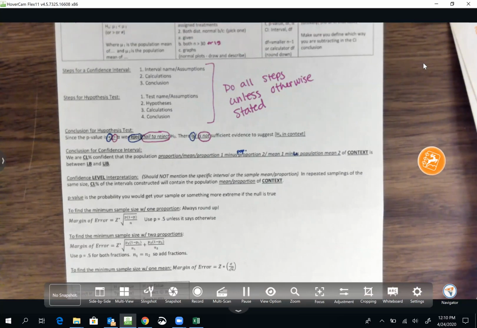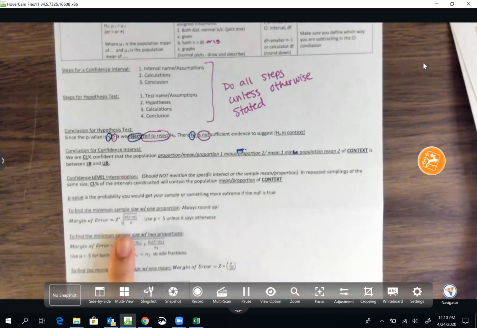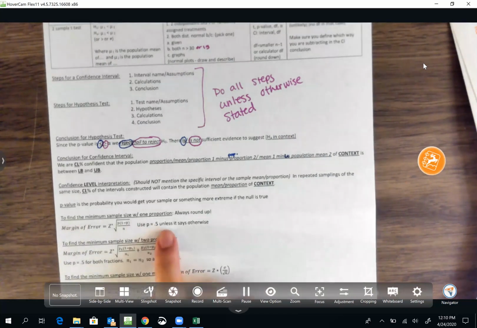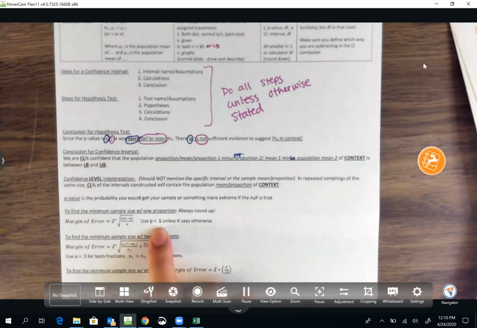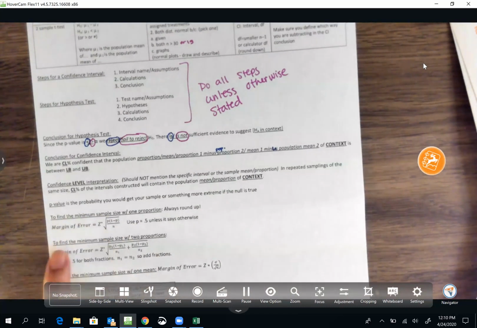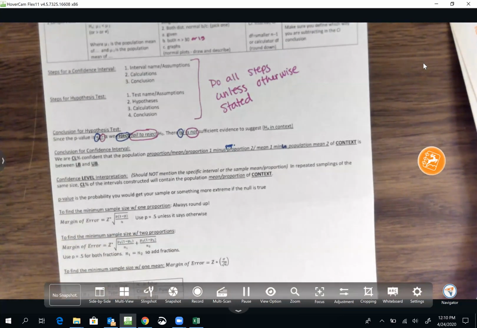To find the minimum sample size with one proportion, we use this equation. Remember, to get z star, you do inverse norm and you have to add the tail to that value. We use 0.5 for p unless otherwise stated. This is when we're trying to find the minimum sample size. They might ask you other questions that have to do with the margin of error. You just fill in the numbers that they give you and solve for whatever's missing.